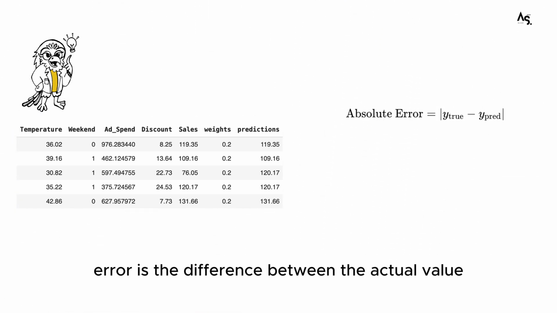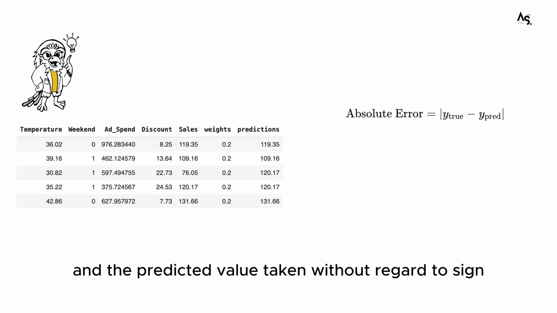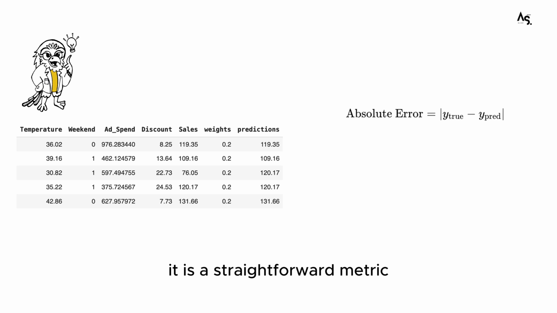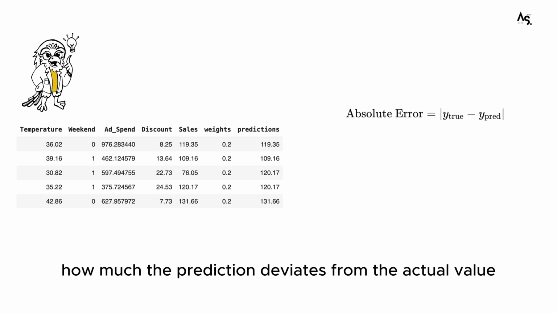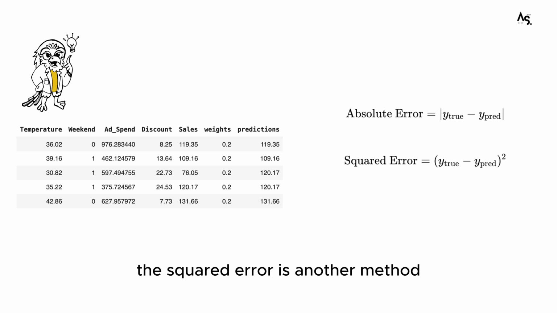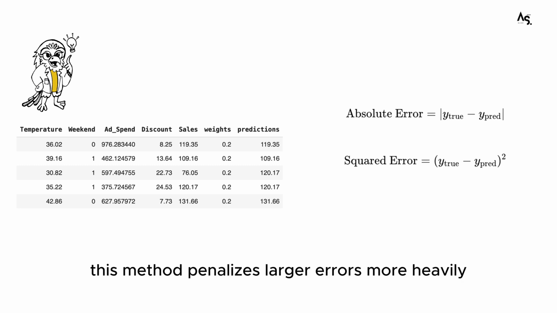The absolute error is the difference between the actual value and the predicted value, taken without regard to sign. It is a straightforward metric for understanding how much the prediction deviates from the actual value. The squared error is another method where the difference between the true and predicted value is squared. This method penalizes larger errors more heavily.